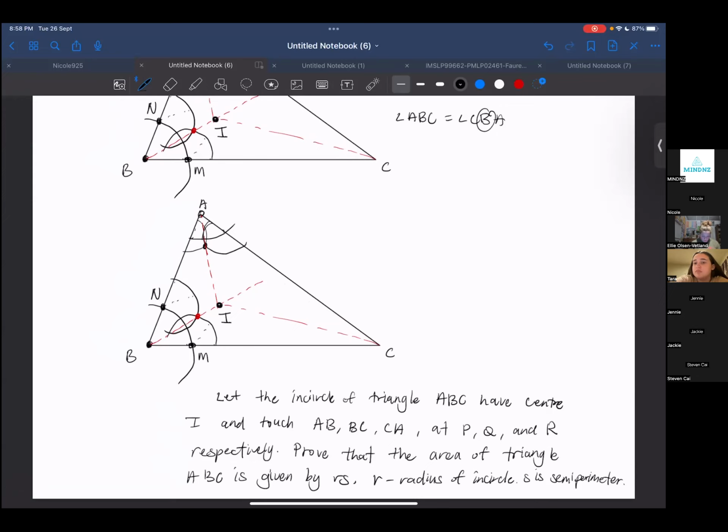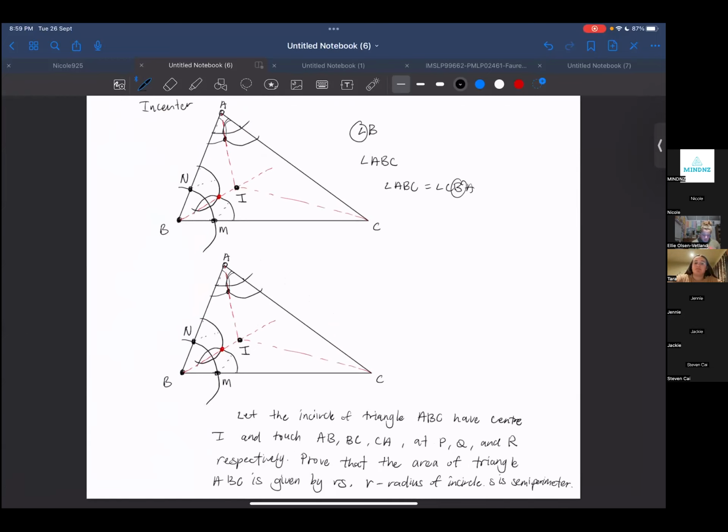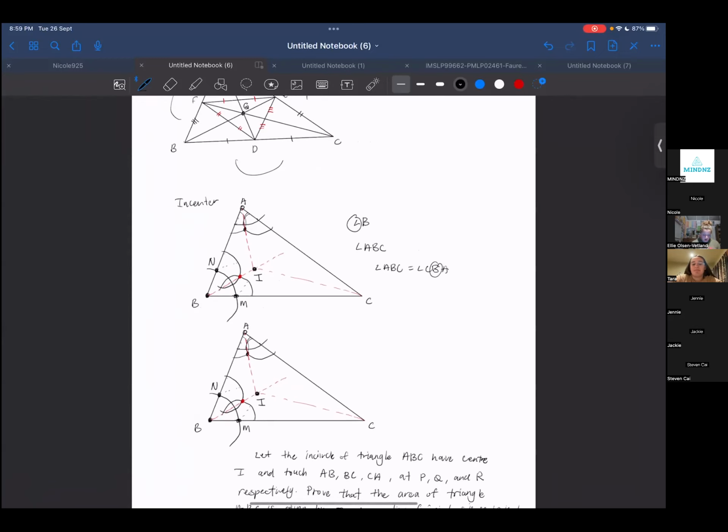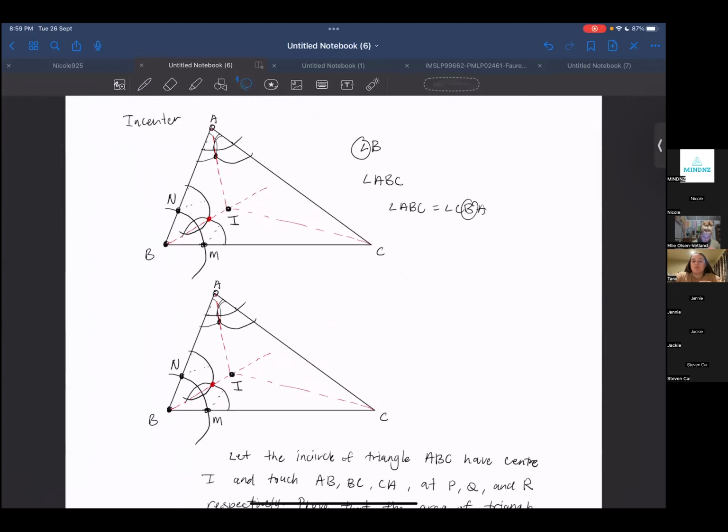So a question like that, does that make sense? Usually they would give you something, so you need to draw a bunch of things like the incircle or the circumcircle, and then they would ask you to show that something's true. That's how it works most of the time. Okay, so hopefully everyone has drawn their little incenters.